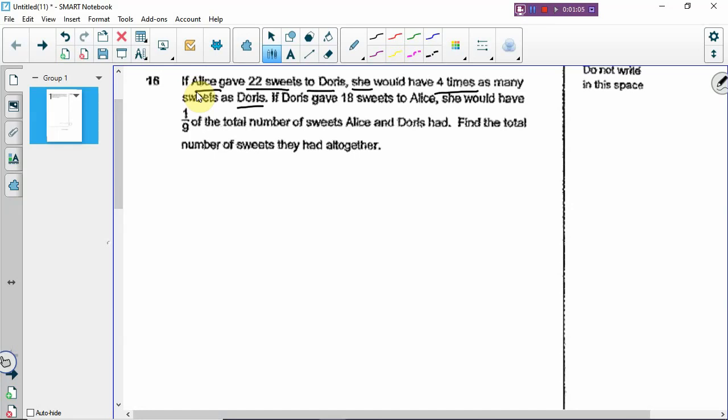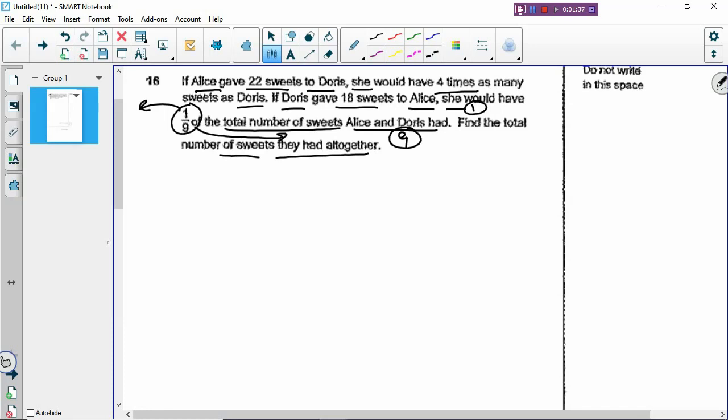So if Doris gives 18 sweets to Alice, Doris will have 1/9 of the total sweets Alice and Doris had. There's a fraction here, so we have understood that the numerator points to the first person, which is Doris, and the denominator points to the second group, which is the total sweets that Alice and Doris had. So it means that Doris has one box, 1 unit or whatever, and Alice and Doris had 9 boxes together. So find the total sweets they had all together.